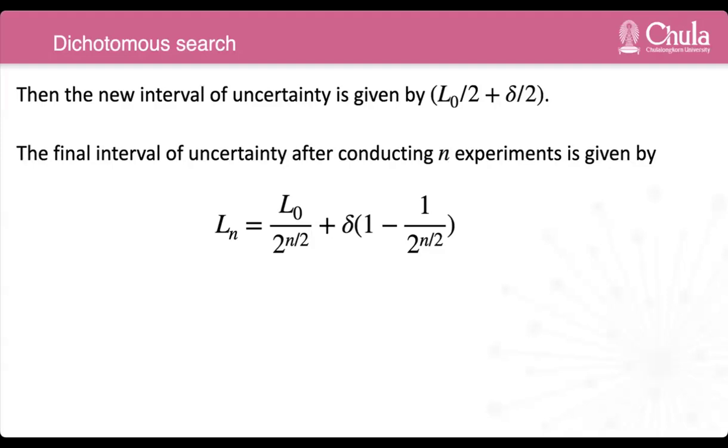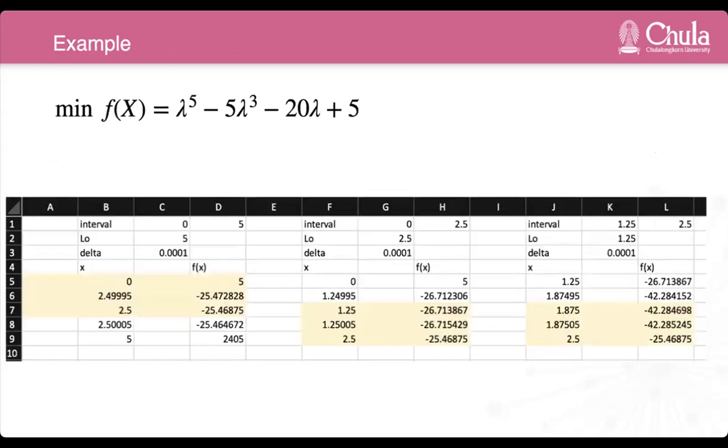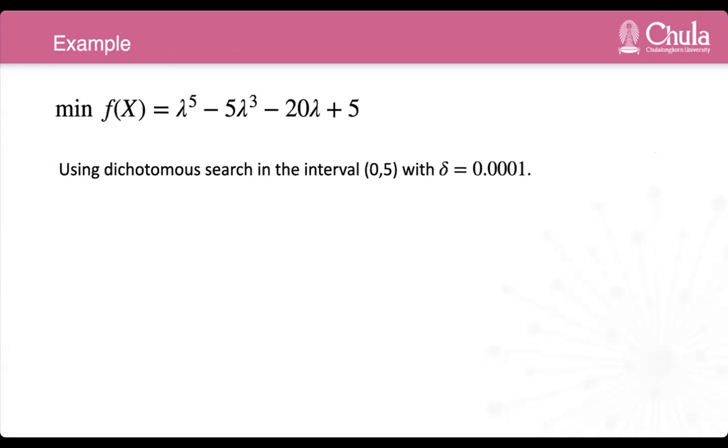And from dichotomous search, the new interval will be reduced, but not by half. It's reduced to half of L0 plus half of delta. Okay. And if you repeat it for n experiments, the interval will be reduced by this expression. Okay. You can try with this example using dichotomous search.